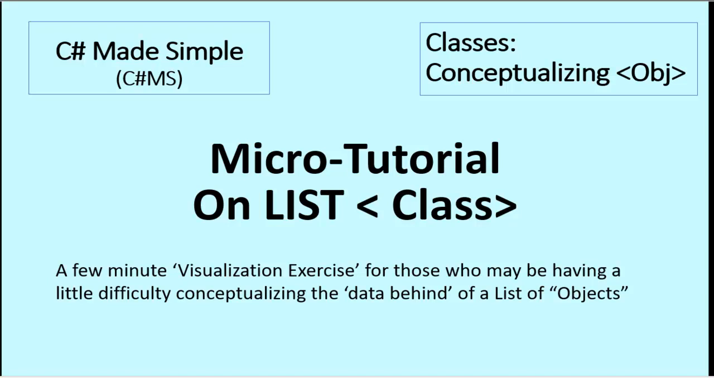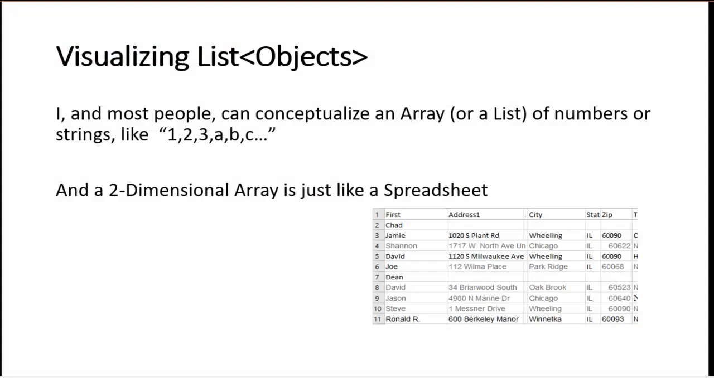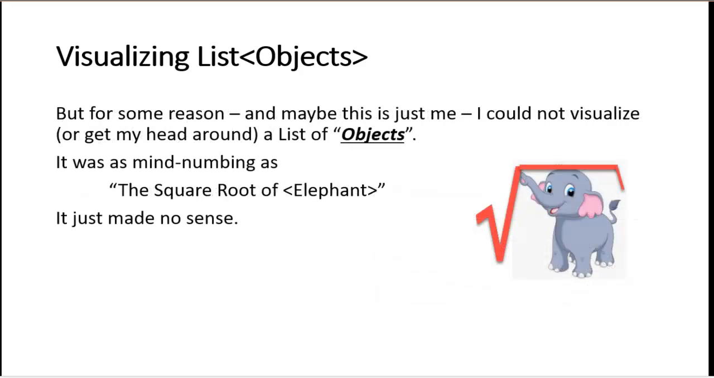Now, this is a visualization exercise for those who may have a little difficulty conceptualizing the data behind a list of objects. I, and most people, can conceptualize an array or list of a number of strings, 1, 2, 3, A, B, C, and even a two-dimensional array, which is like a spreadsheet that we're all pretty familiar with. But for some reason, visualizing objects, like they were somehow this three-dimensional thing, was different. I just couldn't get my head around it. It was as difficult to comprehend as the square root of an elephant.